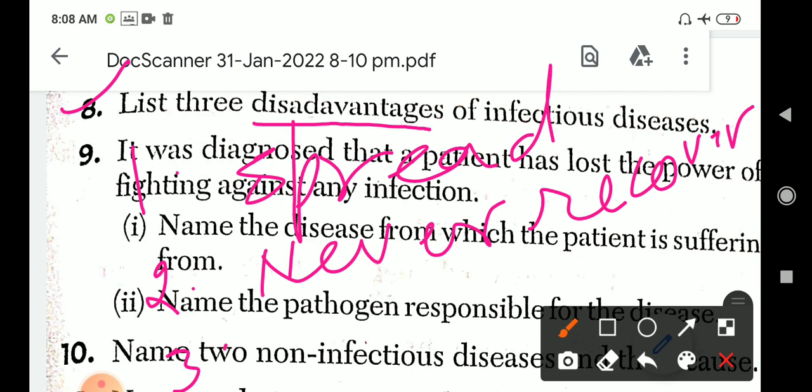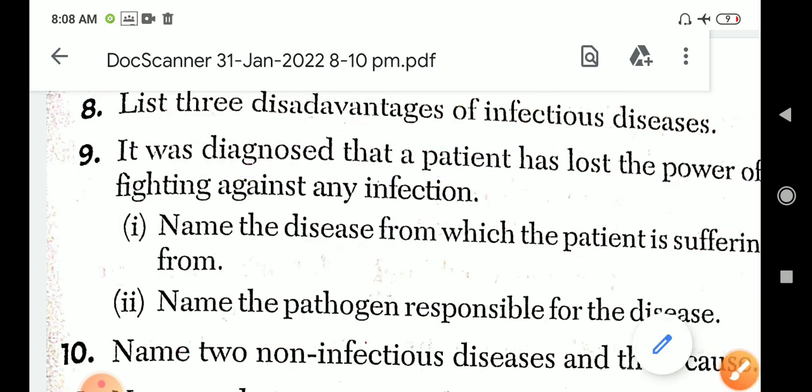And the third thing is that the treatment of infectious diseases will be time taking. It will take time. It means that someone suffering from the disease is likely to be on the bed for a long time also. Okay, so we can say long time on bed, right? Now see the next question.